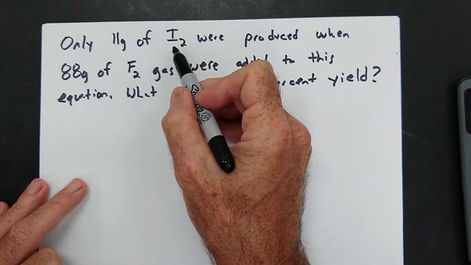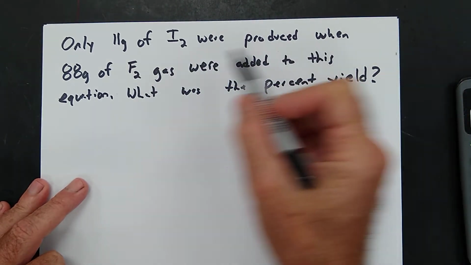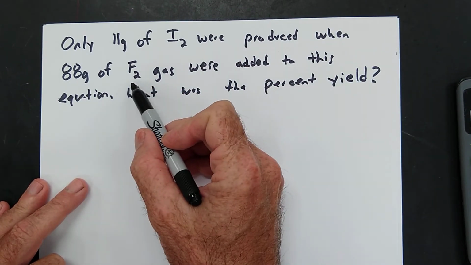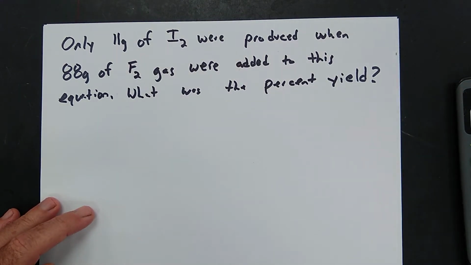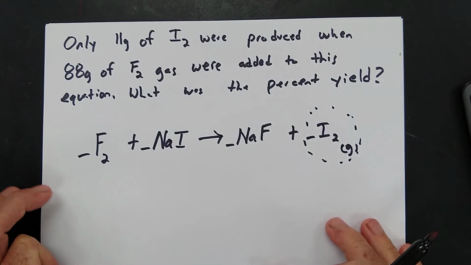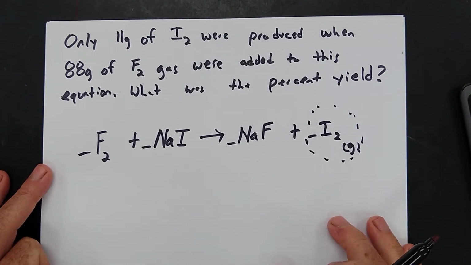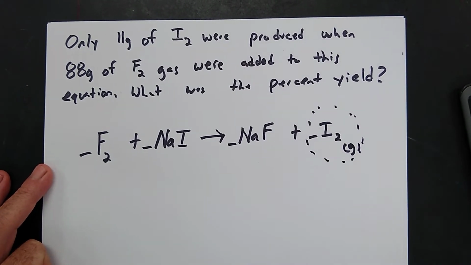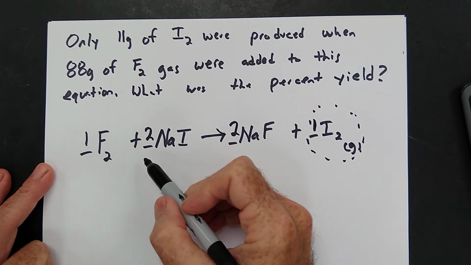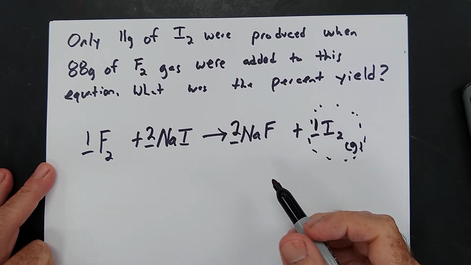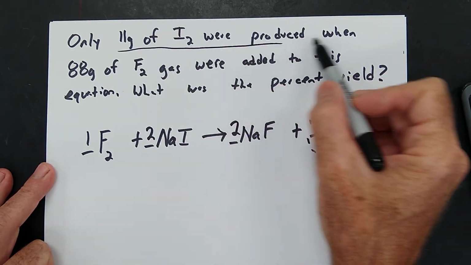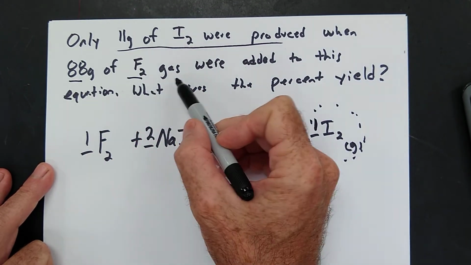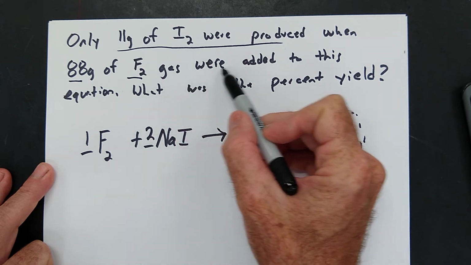Only 11 grams of iodine gas were produced when 88 grams of fluorine gas were added to this equation. What was the percent yield? First thing, you have to balance this. What are the balance numbers? That's right, it's 1, 2, 2, 1. Okay, only 11 grams were produced when 88 grams of fluorine gas were added.